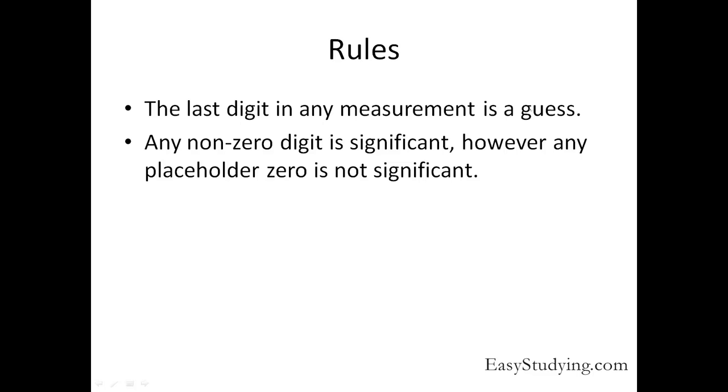So the rules. The last digit in any measurement is a guess. As we saw with the ruler, the final digit was the one that was measured in between the two lines. So the measurement is a guess. It's not exact. Also, any non-zero digit is significant. This will make sense later in the video. Any placeholder zero is not significant. This will also make sense more later in the video.